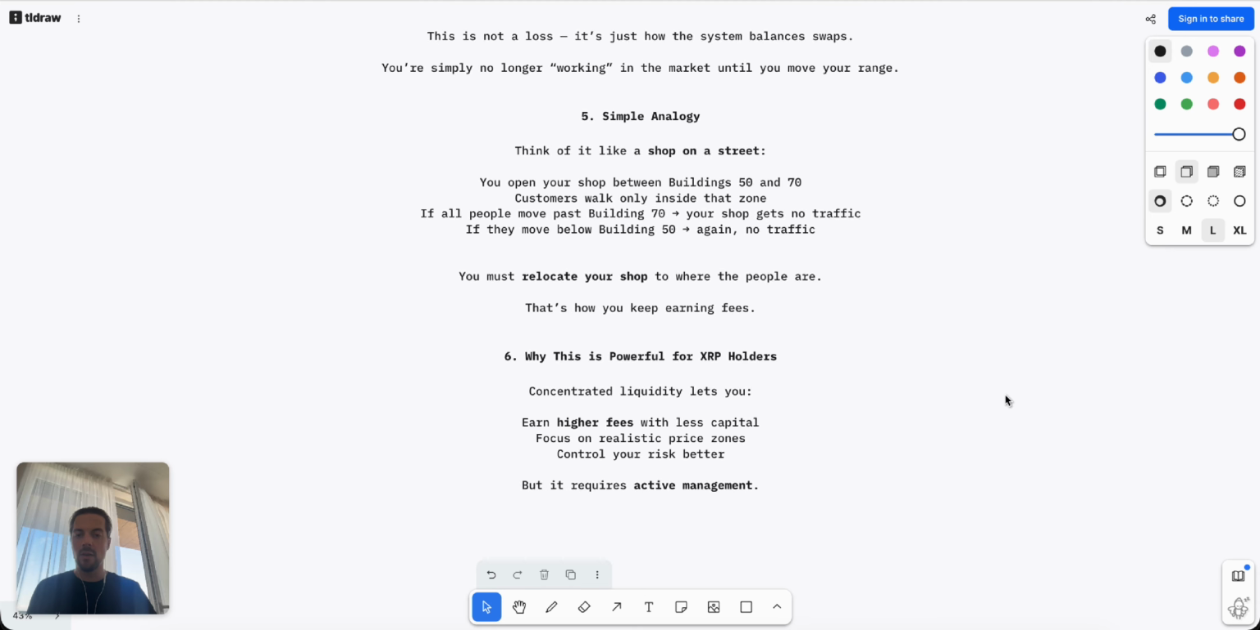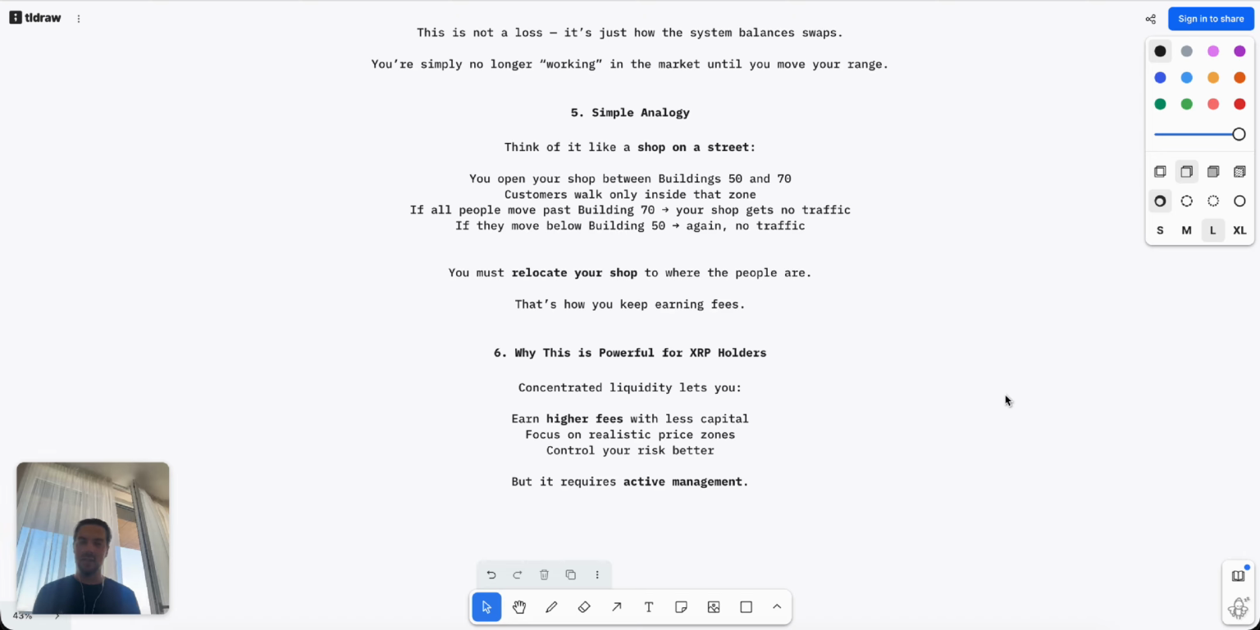Simple as that. So why is this powerful for XRP holders and DeFi participants in general? Well, first of all, because the concentrated liquidity lets you earn higher fees with less capital. You can focus on realistic price zones. You can set the range where the trading actually happens and not somewhere massively outside where the price has not even been before. And you control your risk better because you decide whether you are executing with fully XRP, fully stables, a variety of both, etc. So you have more control over your position decisions.